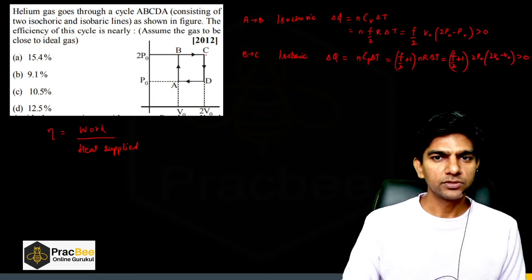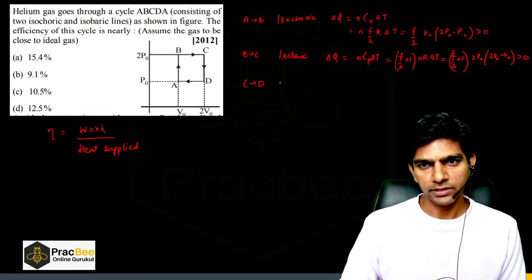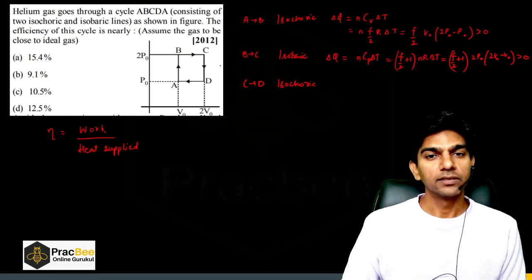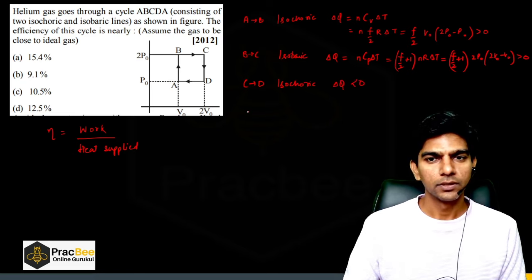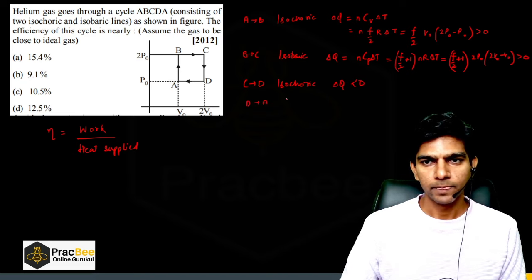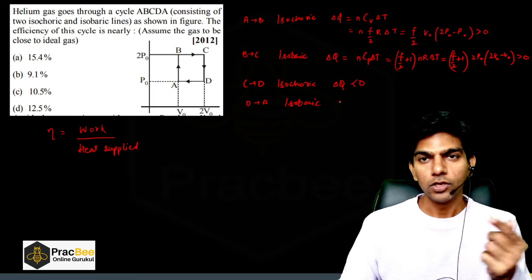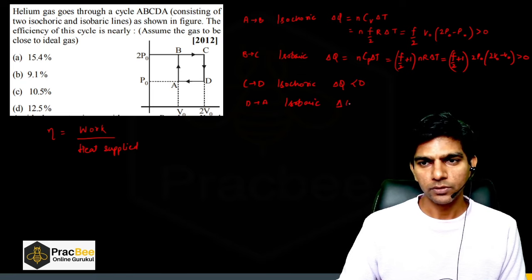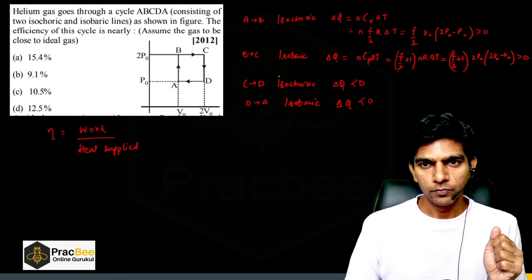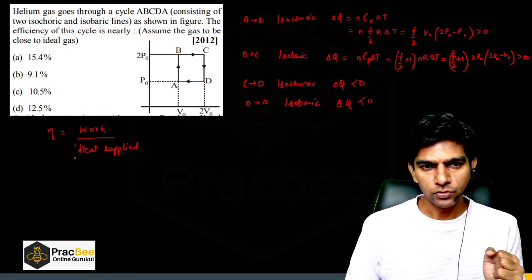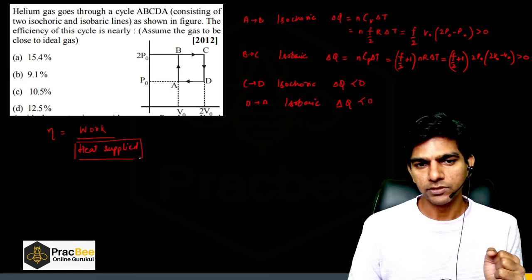But if you consider process C to D, C to D is again an isochoric process. But in this case, the pressure is decreasing. So here the ΔQ will be negative. Similarly, from D to A, it is isobaric. Here again, the volume is decreasing for the same pressure. So again, ΔQ will be negative. So what heats do we have to use? We have to use only those processes in which heat is supplied to the system.